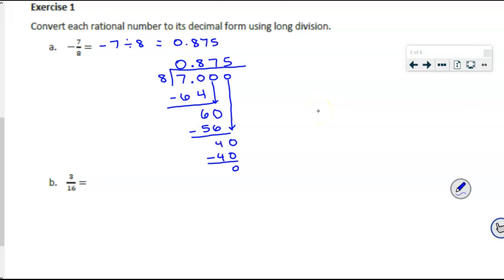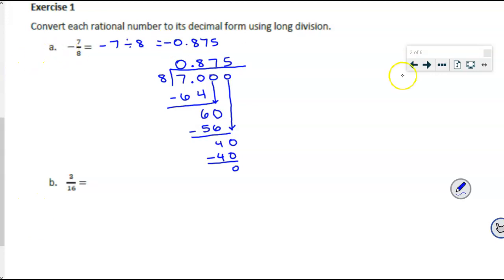Yes, Joshua. Good catch. I was going to see if anyone was going to notice math practice 6. You did it. -7/8 is equal to -7 divided by 8, which is equal to -0.875. Math practice 6, attentive precision.